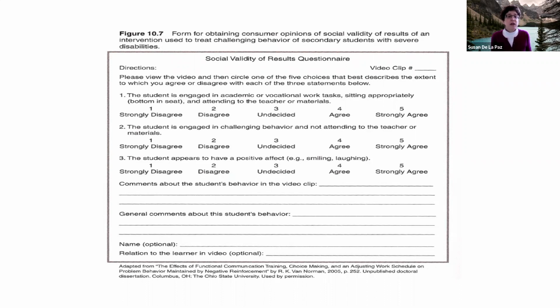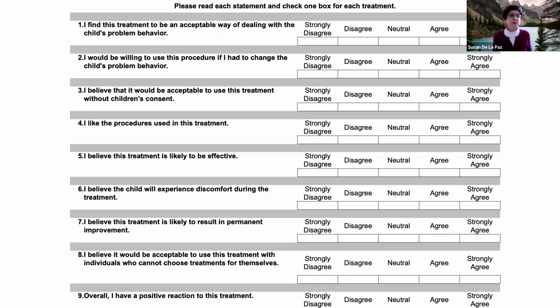So this also is geared for kids who have severe disabilities. Let's just look at another one. Let me look to see. The third one down says the student appears to have a positive affect, for example, smiling and laughing. So do you think that that's true? Okay, so you could have an observer come in and look and see what's going on in a class.